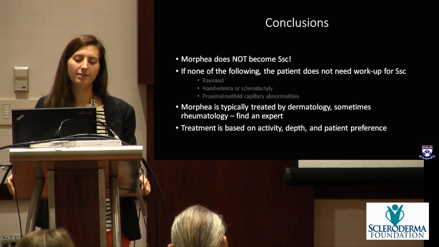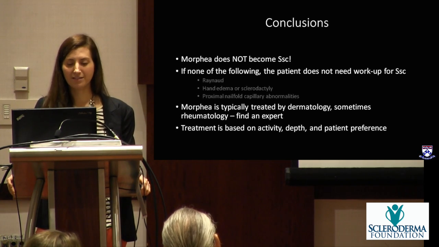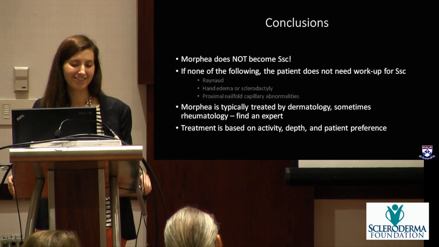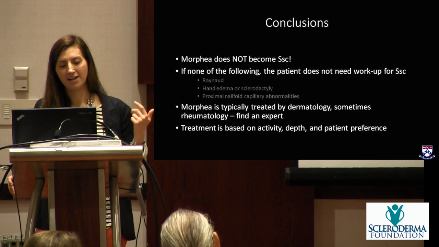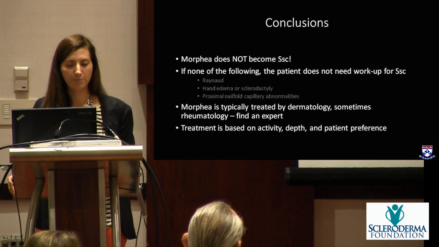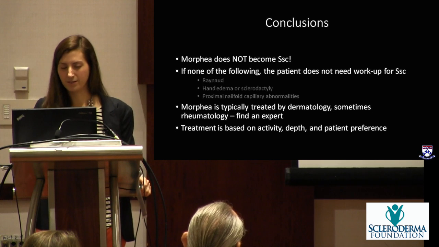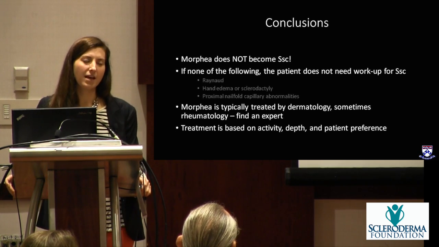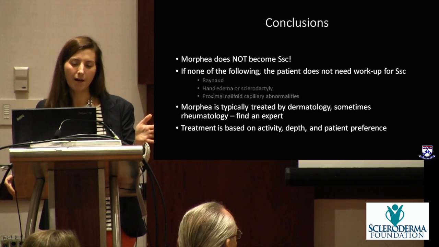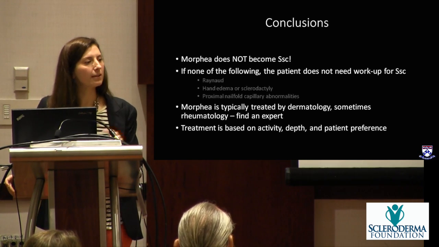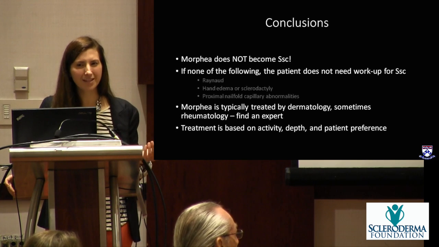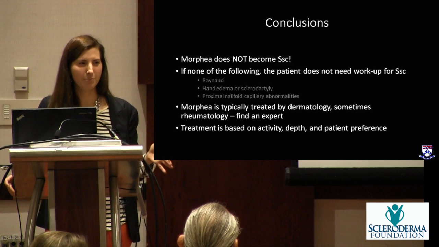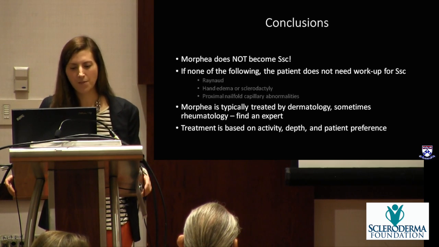So in conclusion, morphea does not become systemic sclerosis. That's the great news, and that's why we refer to it as morphea. If a patient does not have Raynaud syndrome, hand edema, sclerodactyly, or proximal nail fold capillary abnormalities, they don't need further workup for systemic sclerosis. In the past, there was a thought that it would progress to systemic sclerosis. When they looked back at those cases, it turns out that patients were actually misclassified. It was a patient with systemic sclerosis that should have been classified as systemic sclerosis from the get-go.